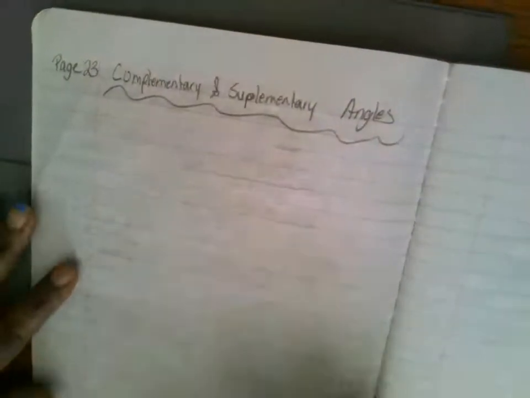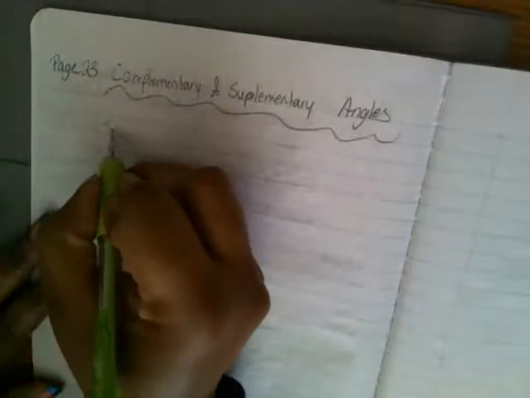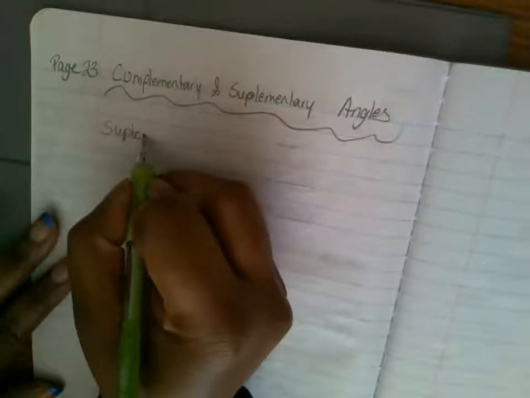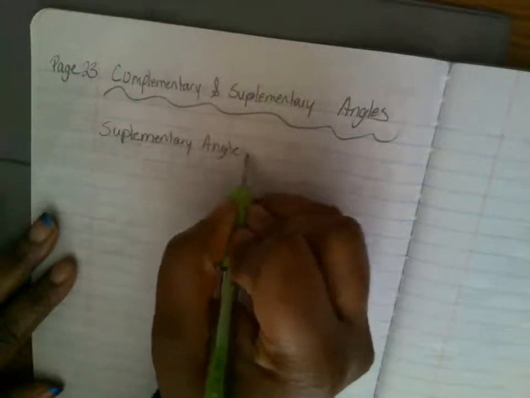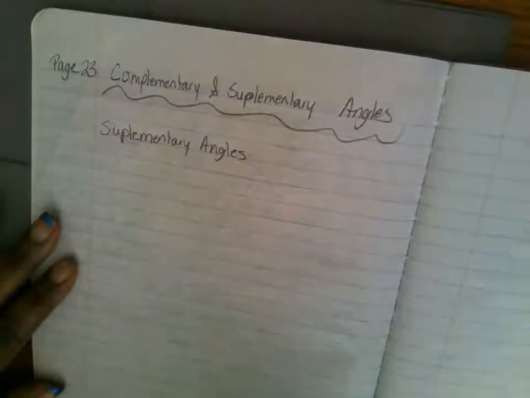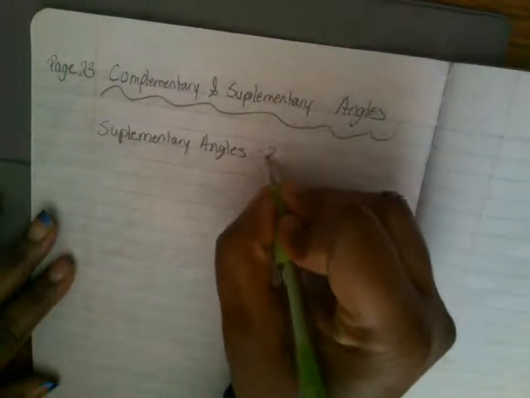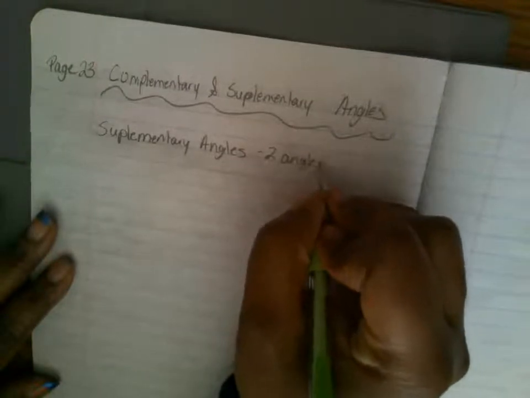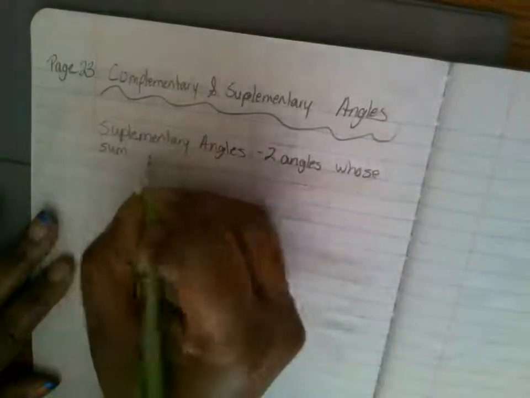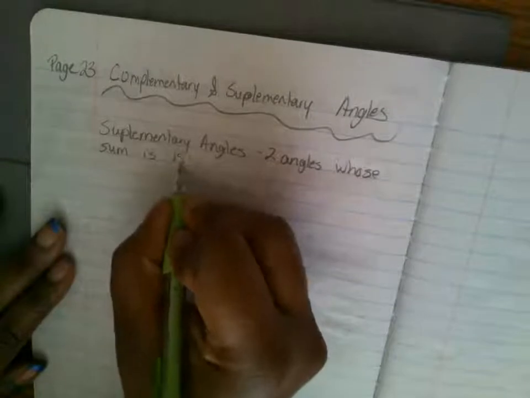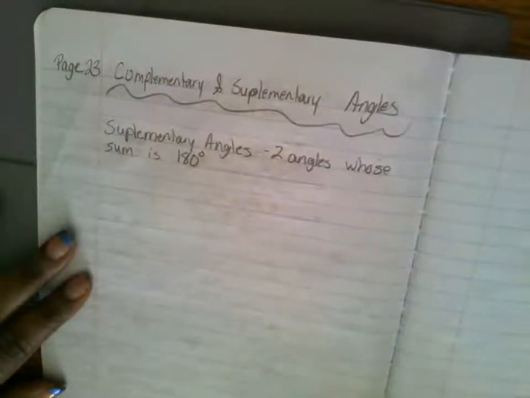Okay. Complementary angles. Well, let's start with supplementary because we already know the definition of that. So let's go ahead and write the definition for supplementary angles first because that is a quick review. We did that first. So supplementary angles are two angles whose sum is 180 degrees. It forms a straight line. So two angles whose sum is 180 degrees. Okay, 180 degrees.